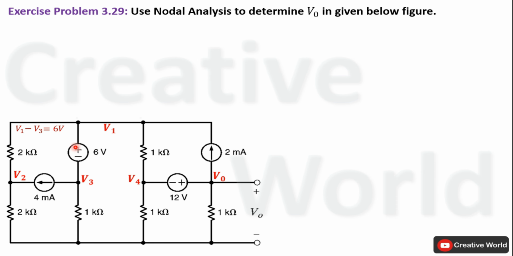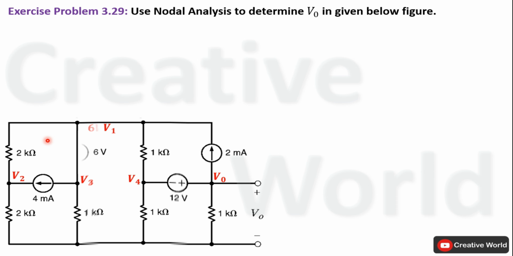Now we want to merge this voltage source into this node voltage. In that case, V1 will be equal to 6 volt plus V3. Here this minus V3 is placed on the other side of the equal sign. Now in order to form a supernode here, we have to replace this V1 with its new value, that is equal to 6 volt plus V3. And here a supernode is formed.